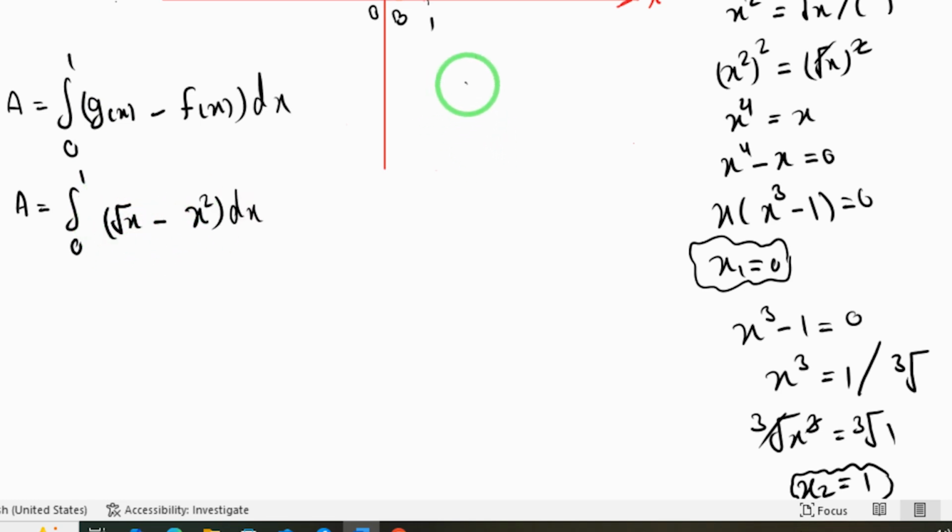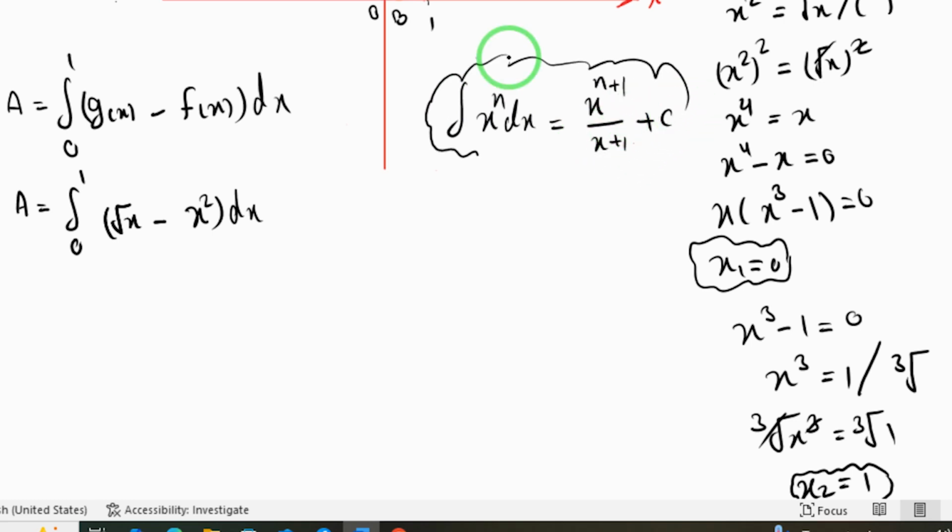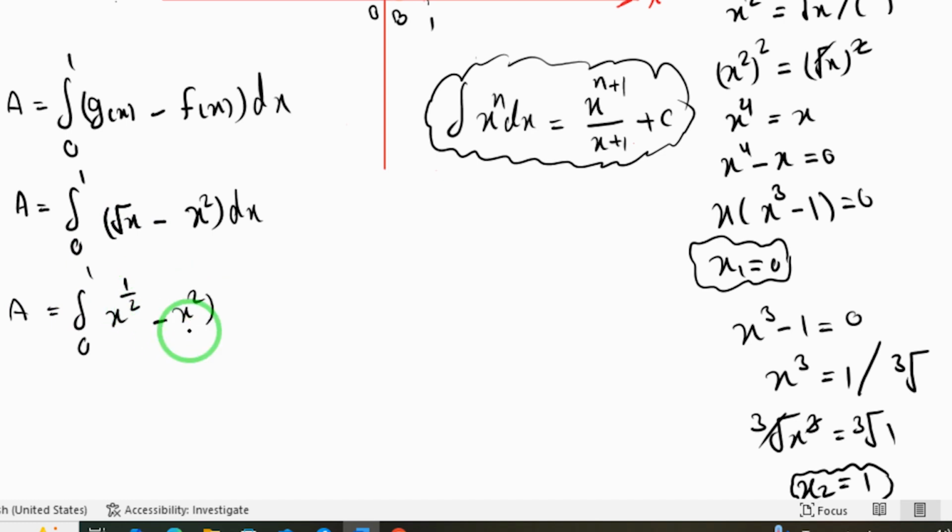We use this formula, as you know, that the integral of x to the power of n dx equals x to the power of n plus 1 over n plus 1, plus c. This is the formula for a polynomial expression. So we use this formula. A is equal to the integral from 0 to 1, and we convert the square root to a power: x to the power of 1 over 2 minus x squared dx.